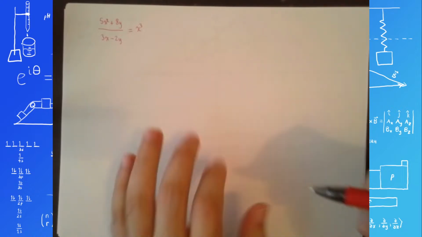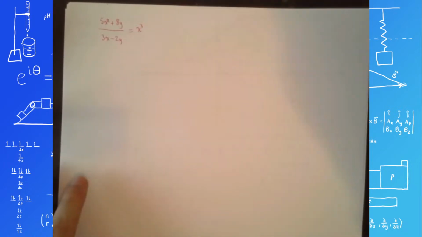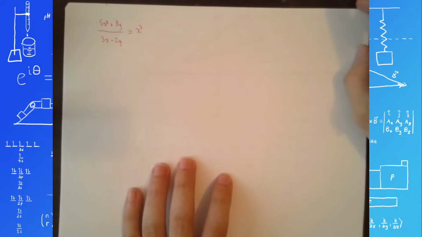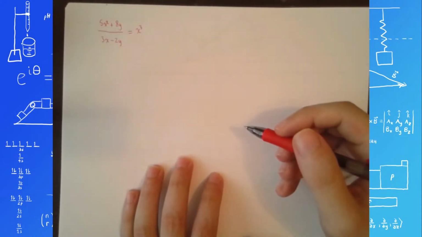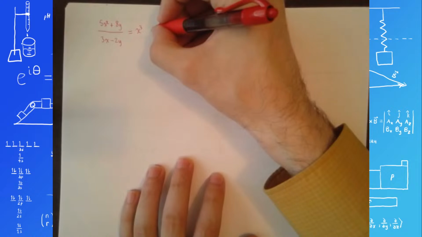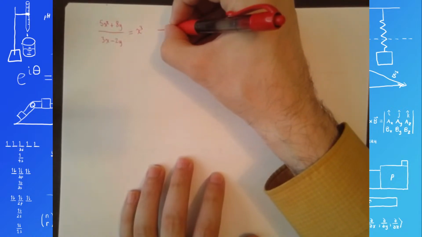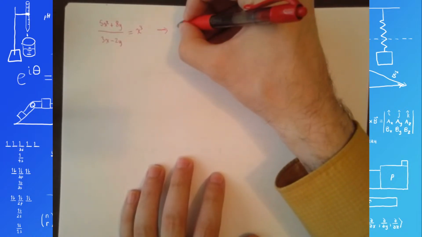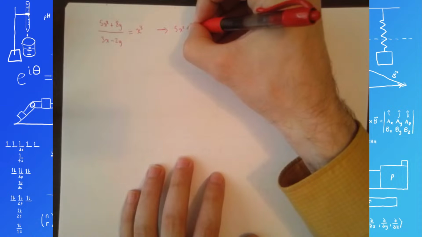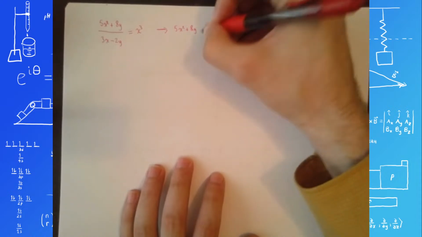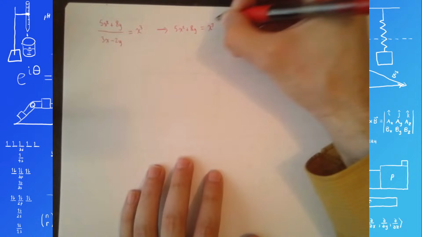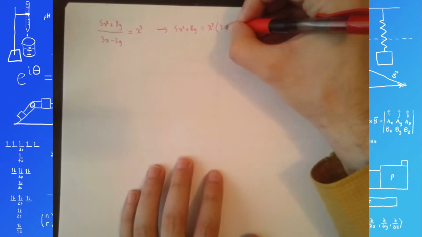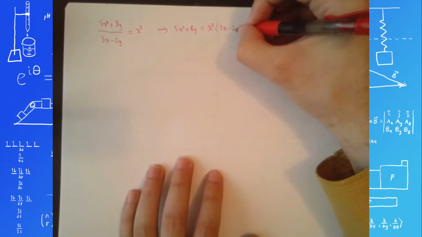You'll definitely see that. Okay, so I'm going to go ahead and multiply 3x minus 2y across to the right-hand side. So that will give me 5x squared plus 8y equals x cubed times 3x minus 2y.